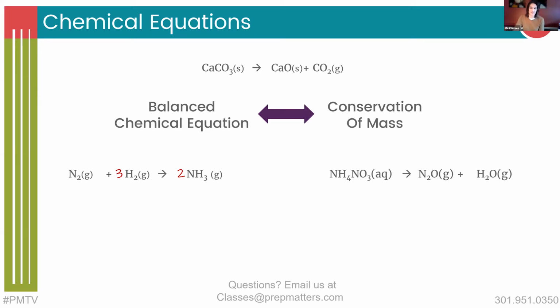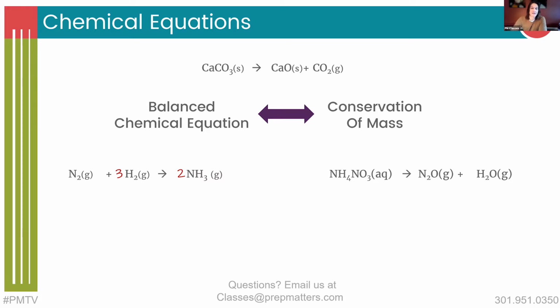I would probably start though, like I usually do, by looking for atoms that are only in one place. Right, and here hydrogen is only in one place on the left and one place on the right. Nitrogen gets a little more complicated and oxygen gets more complicated. Oxygen is almost always complicated. So we'll worry about those last.